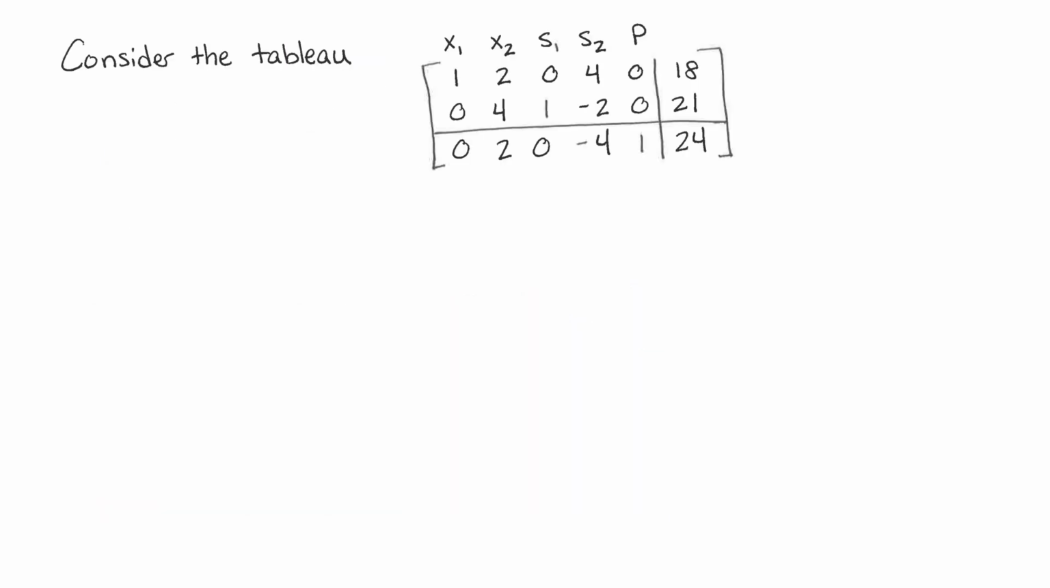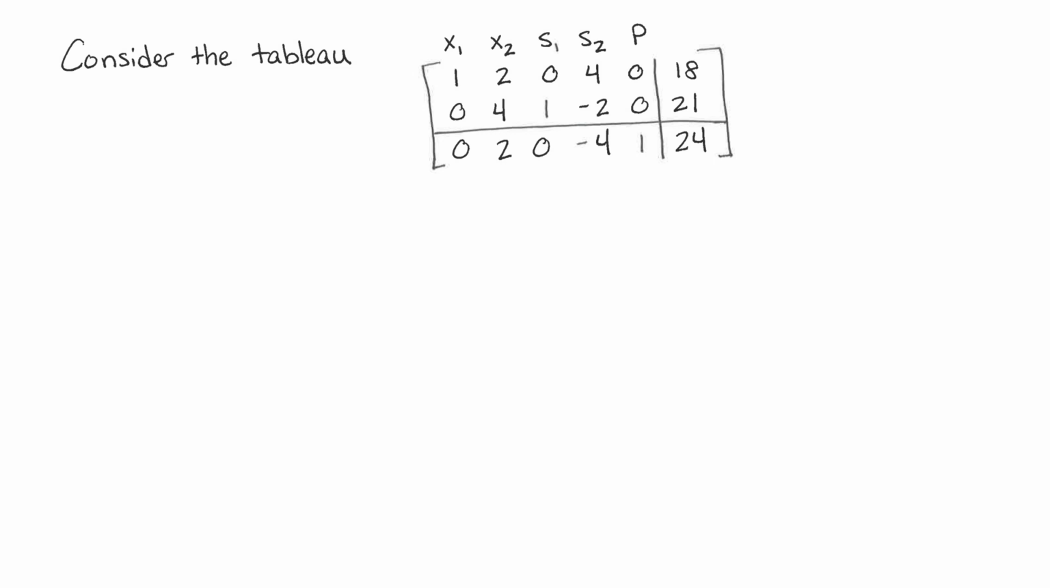Now before we look at an application problem, let's just test our understanding. So consider the following tableau. We have the columns x1, x2, s1, s2, and P, and our constant column. Row 1, we have 1, 2, 0, 4, 0, 18. Row 2, 0, 4, 1, -2, 0, 21. And row 3 is 0, 2, 0, -4, 1, 24.